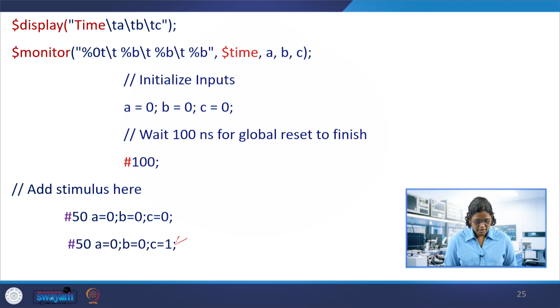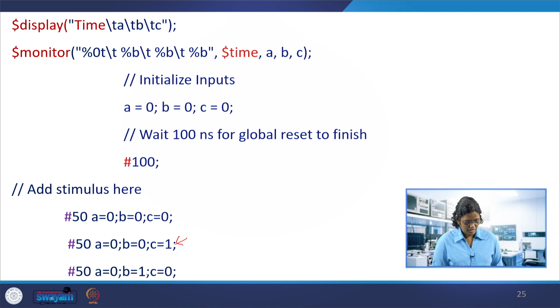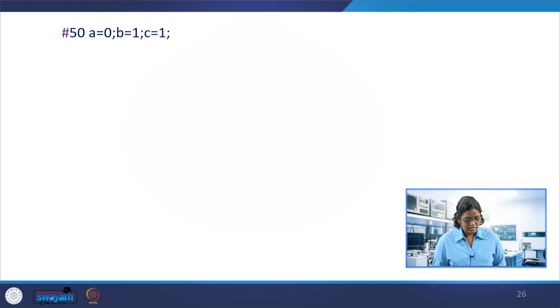After that, C is made 1. Okay, A B C, C is made 1, so C would be taking the priority. Then A B C, B is 1 and C is 0. So B is 1 anyway, that code will be selected. If B and C are both 1, which one will be given the priority? B will be given the priority rather than C here.